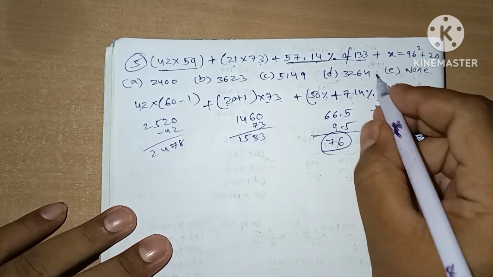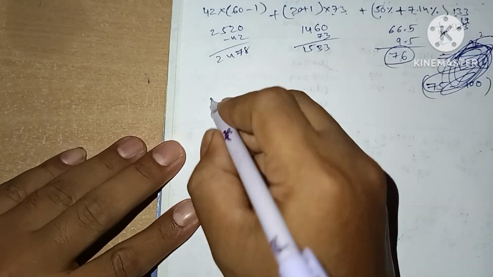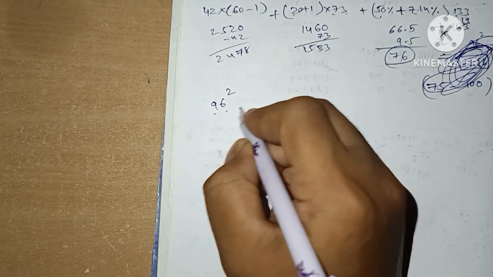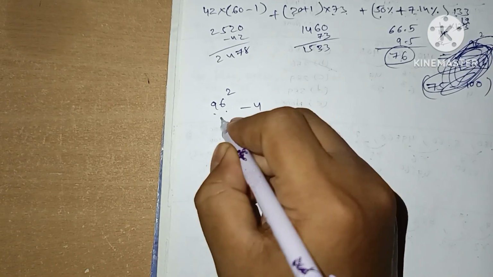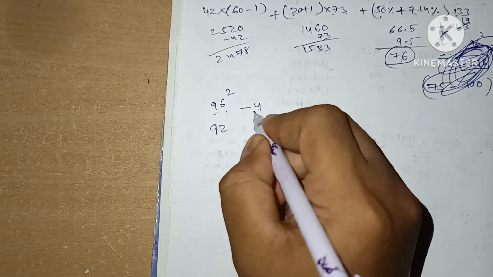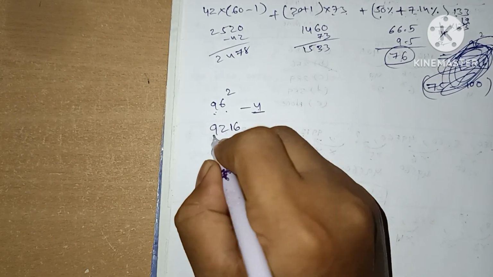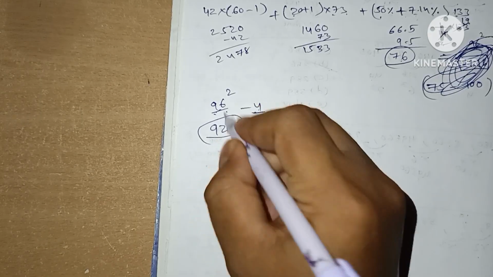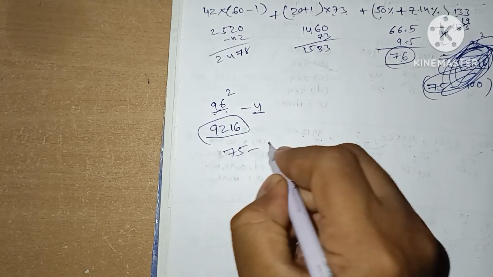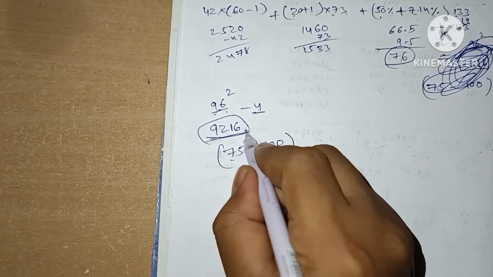We got 76 plus x equals 96 square plus 20. How to find 96 square? 96 is 4 less than 100, so we subtract 4 from 96, we get 92, and the square of 4 will be 16. This is the answer for 96 square. This is how we calculate squares from 75 to 100. The squares between 75 and 100 we calculate the same way.